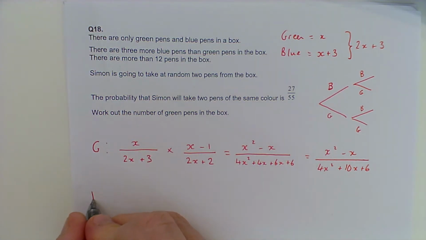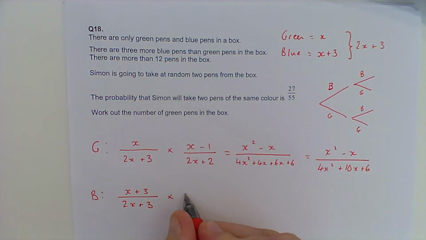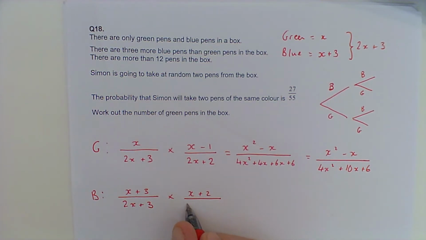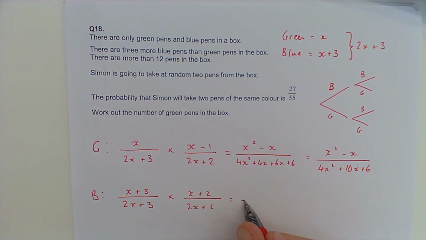But I could have also picked 2 blues. So the probability of picking 2 blues would be x plus 3 over 2x plus 3. And then another one, well, I've got to take one off this, haven't I? So x plus 2 over 2x plus 2. Now this one, I've already worked out the denominator. The denominator is the same one up here. So this denominator is going to be 4x squared plus 10x plus 6.